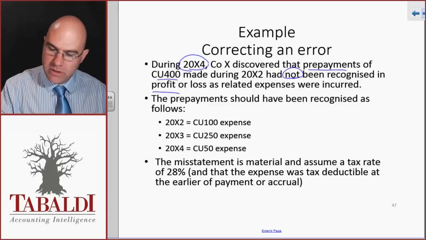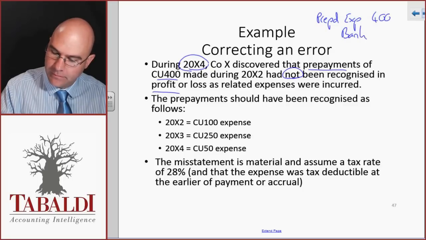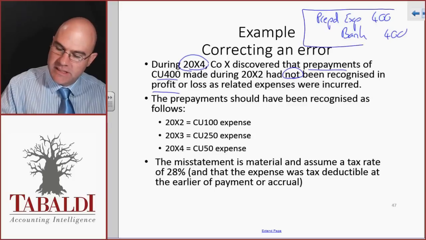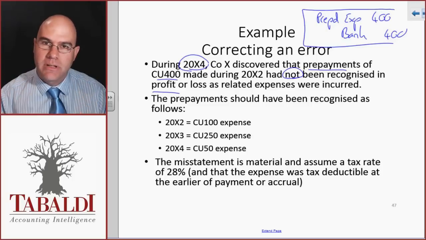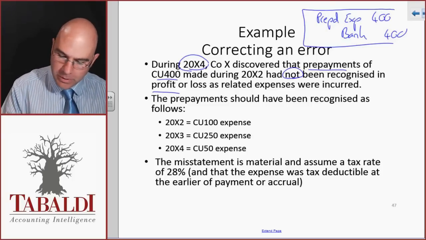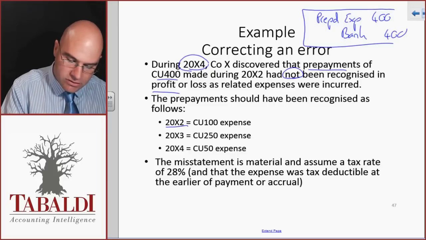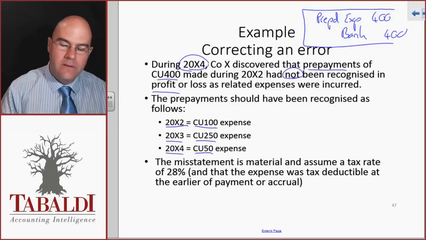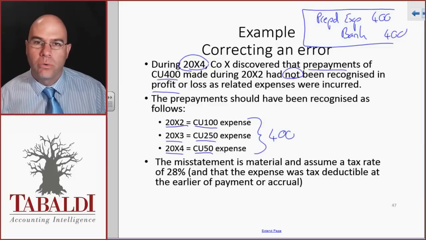So what they did is we originally put everything into prepaid expense, which is an asset, when it was paid. But as the actual expenses were incurred, we did not take it out of prepaid expense and put it into profit or loss. The following prepayments should have been recognized in profit or loss: 20X2, 100; 20X3, 250; 20X4, 50. Altogether, that is the 400 prepaid expense all used up.